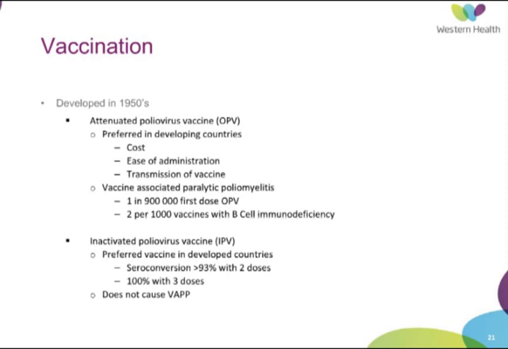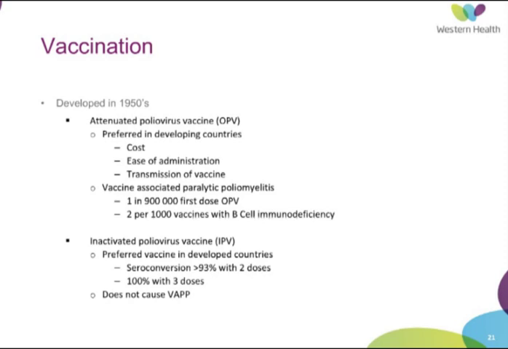The downside of the oral vaccine is vaccine-associated paralytic poliomyelitis. As this is an attenuated poliovirus, there is a chance of a reactivation and acute infection from the vaccine. The incidence of this is 1 in 900,000 for the first dose of the oral vaccine. They require 3 doses, I should have said, sorry, for seroconversion. It's 2 in 1,000 cases of those with B-cell immunodeficiency. So this is considered a contraindication to using the oral vaccine in this patient population.